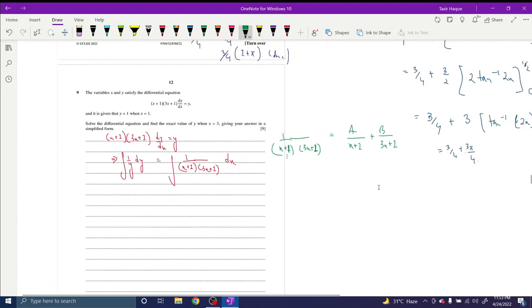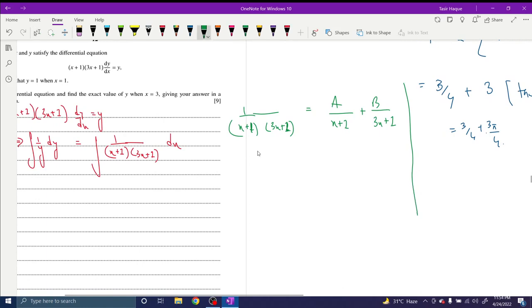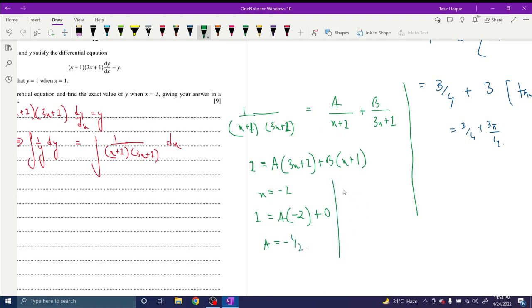Okay, so if we apply identities properly, what do we end up with? 1 is the same as a into thrice x plus 1 plus b into x plus 1. So if we input x is equal to -1, a is equal to -half. What about x is equal to -1 by 3? 1 is equal to 0 plus 2 by 3 b, right? b is equal to 3/2.